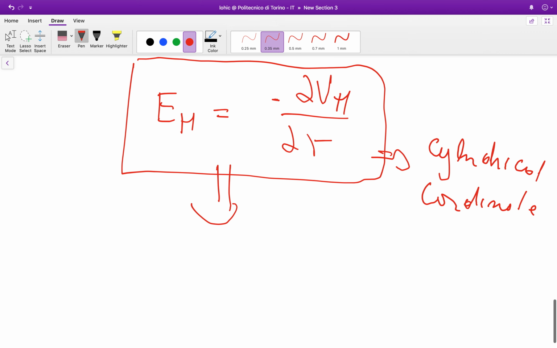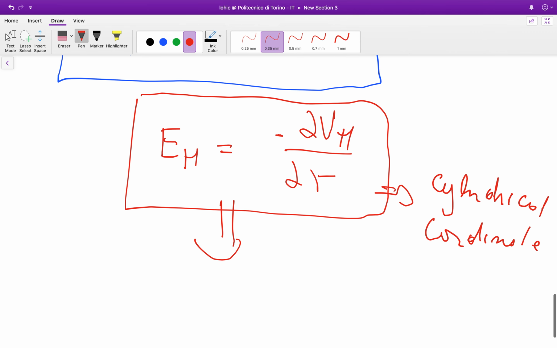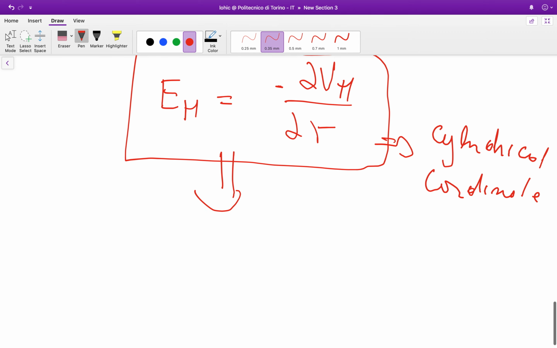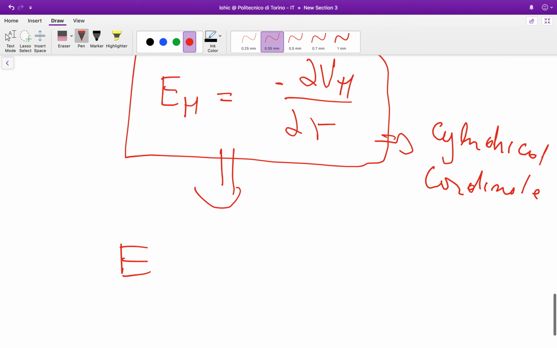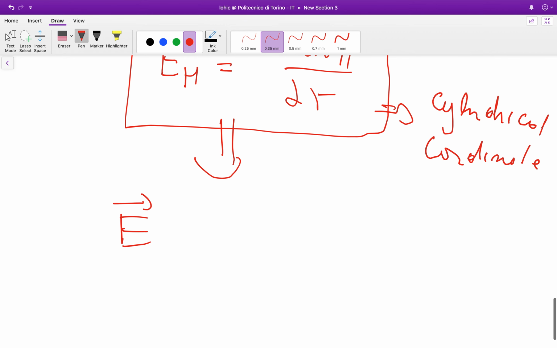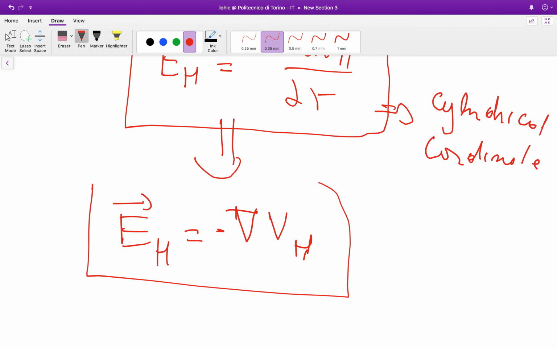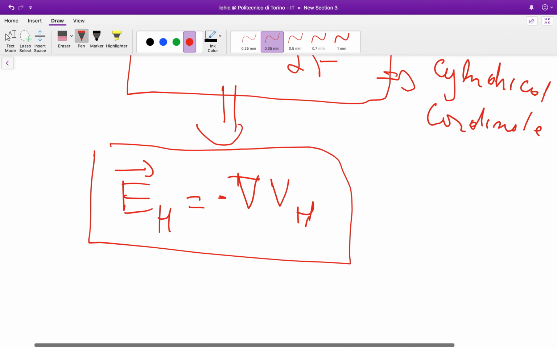So in general, this is just the magnitude of the field, right? But we know that the field at any point is supposed to be a vector, yes or not? So the vector field, the electric field at any point H, in general, is minus the gradient of the potential. So this is the generalization of this. We proved it for a particular case, and now the general rule says that the electric field at any point H is equal to minus the gradient of the electric potential.